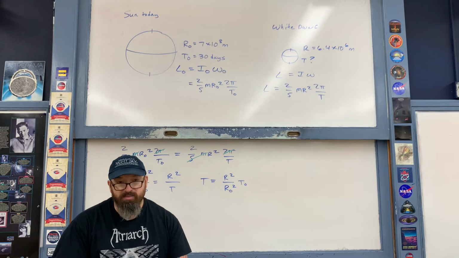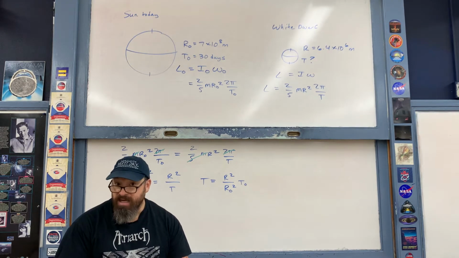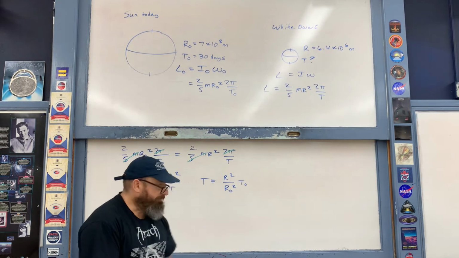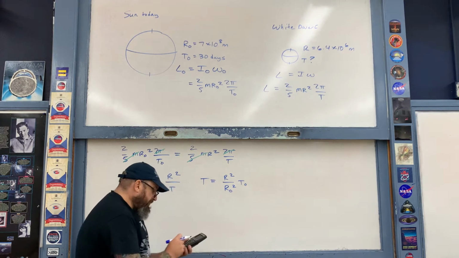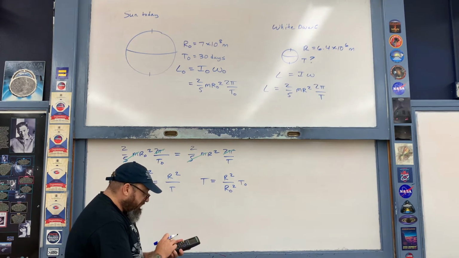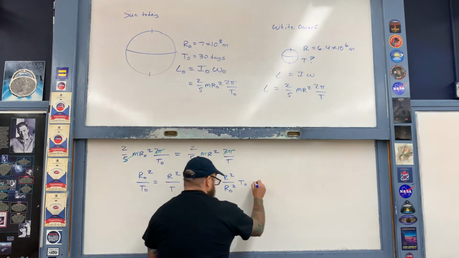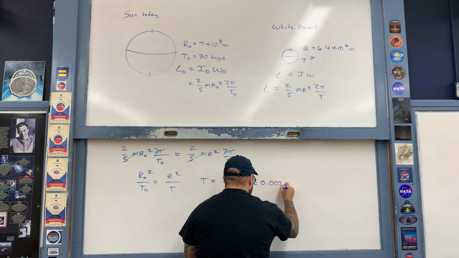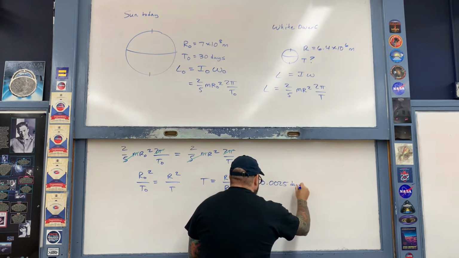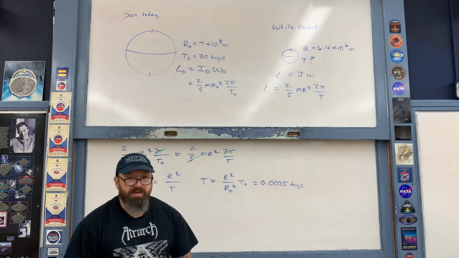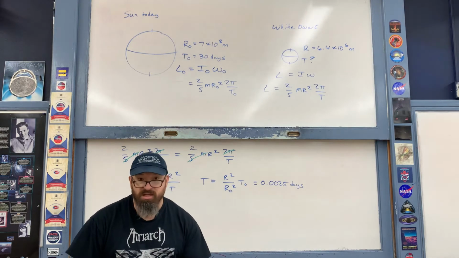When I do, I'll end up with an answer for capital T in terms of days, and then we'll convert that. So let's plug in the numbers. In the numerator, we have 6.4 times 10 to the 6th, squared, divided by 7 times 10 to the 8th, squared, and then multiply by 30 days. You end up with a pretty small number here in terms of days, only about 0.0025 days, but to put this into perspective, let's convert this into minutes.